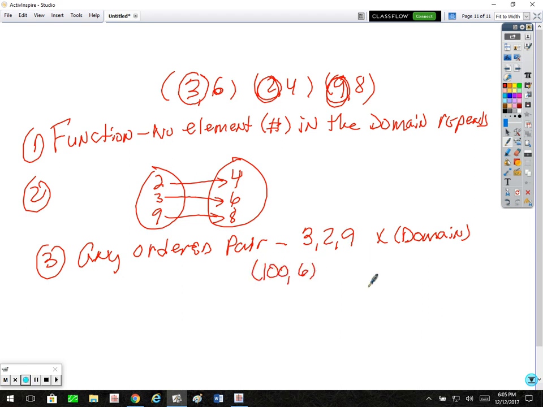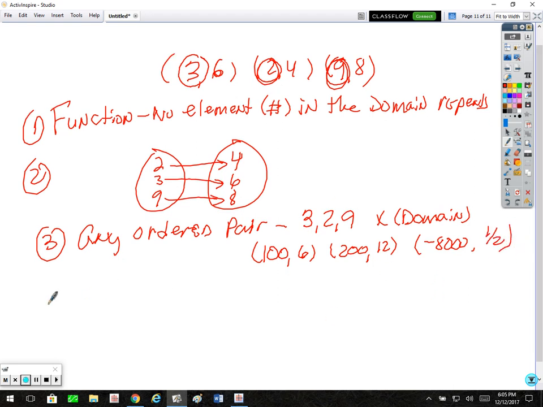I can even use the 6. Doesn't matter as long as it's not one of these three numbers. 212, -8,000, and 1/2. Doesn't matter as long as I don't use those three. Okay. All right. Let's try one more part.